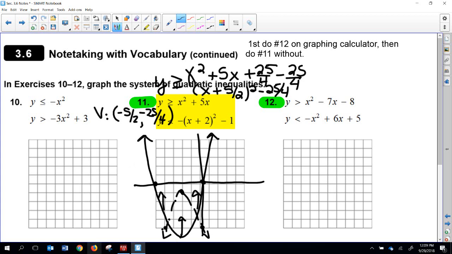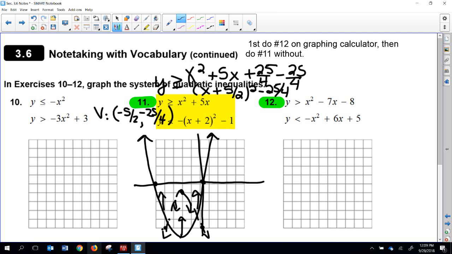For this one, am I going to shade above or below it? It's the y's that are less than the parabola. Do I go above or below? Below. So remember what I said. We're shading the part that works for both of them. So I have to be above the first one and below the second one. Both of those two have to be true.